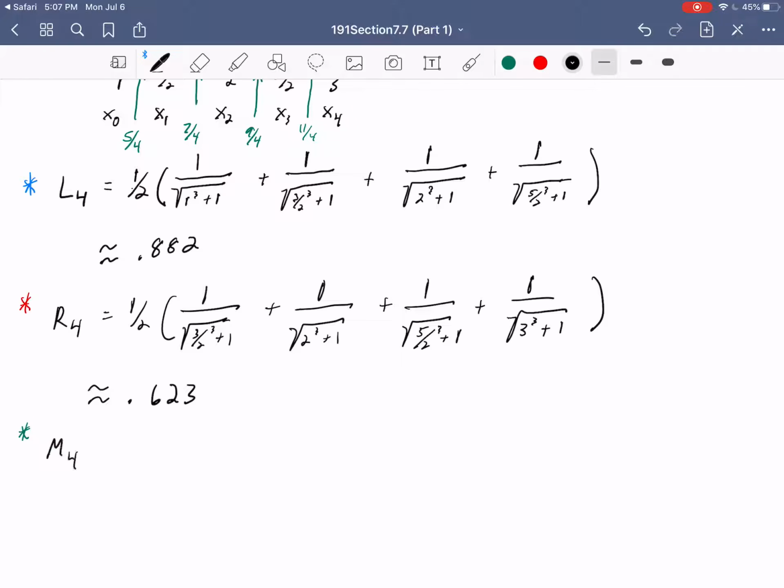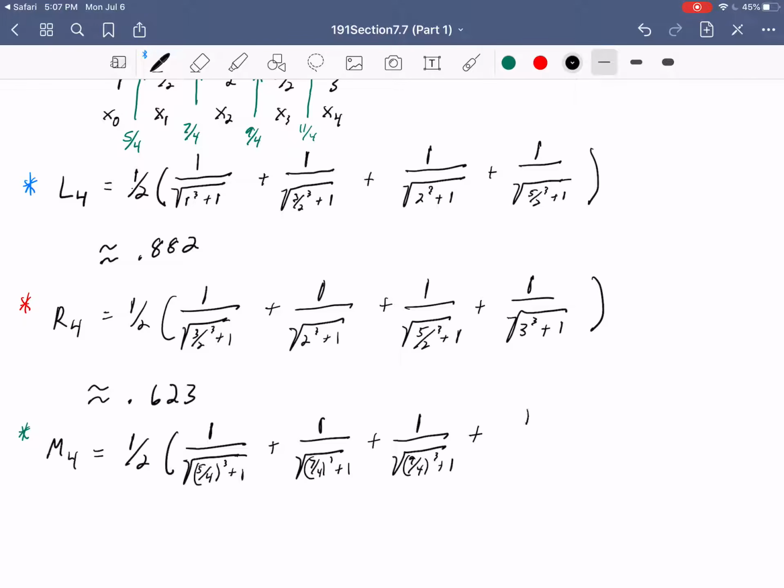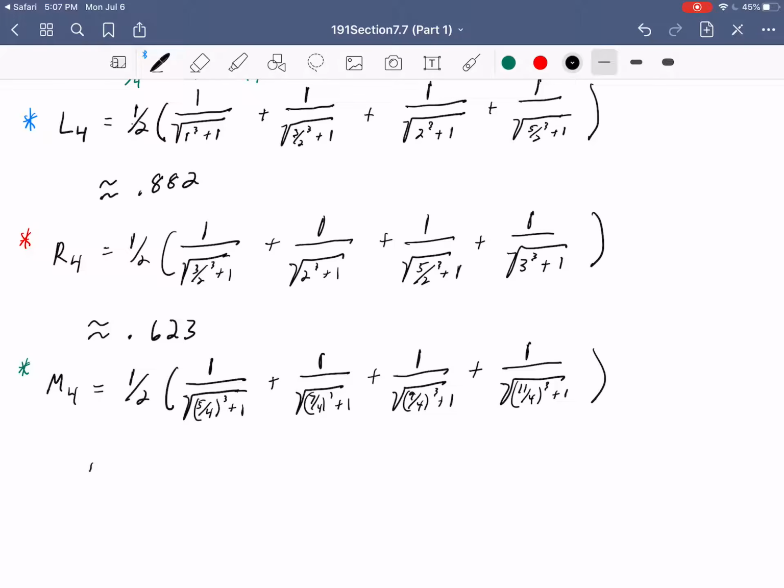Okay, the midpoint with 4 is going to be 1/2 again. And then we're going to use those midpoints: 1 over square root of (5/4) cubed plus 1, plus 1 over square root of (7/4) cubed plus 1, plus 1 over square root of (9/4) cubed plus 1, plus 1 over square root of (11/4) cubed plus 1. All right, let's go ahead and feed that through and see what we get.